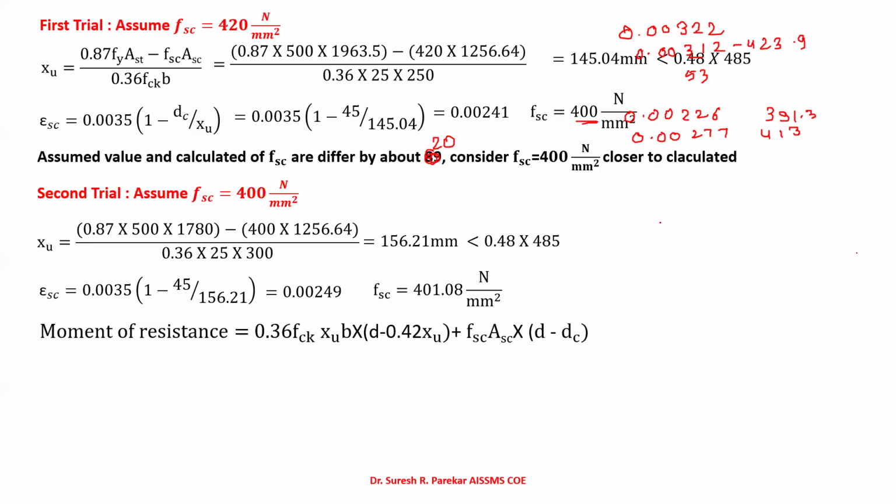So you can calculate this now. We have these two values. And for 0.00249, we have this value: 391.3 plus 413 minus 391.3, divided by 0.00277 minus 0.00226, and then we have to multiply it by 0.00249 minus 0.00226.